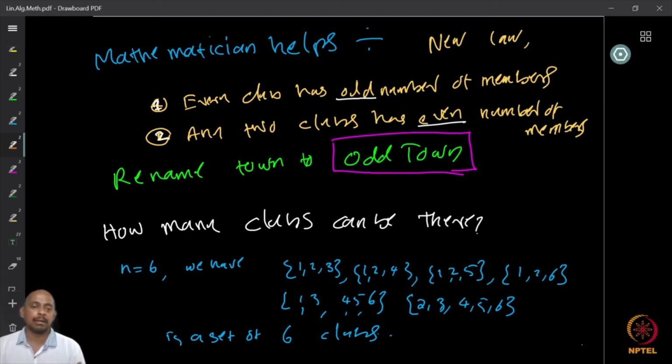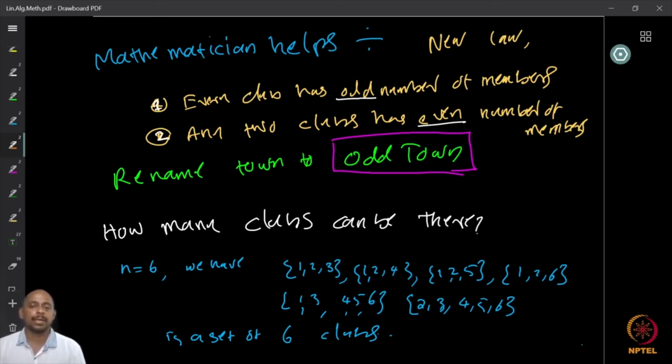Now one can see immediately why the third rule is not necessary. The third rule says that no two clubs must have the same set of members. Now, since a club has an odd number of members, you cannot have another identical set with an odd number of members, because then these two will have an intersecting set which is odd, and therefore rule 2 will be violated. So rule 2 together with rule 1 implies that rule 3 is always maintained. So that is fine.